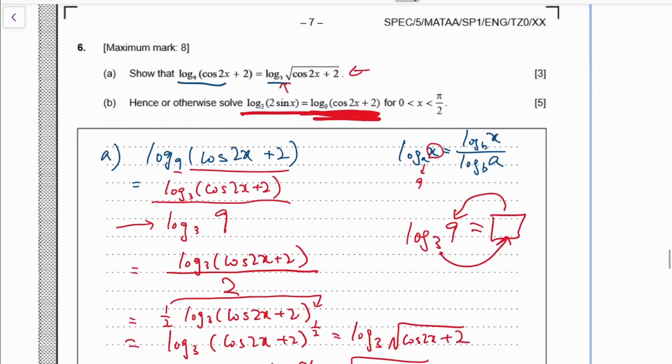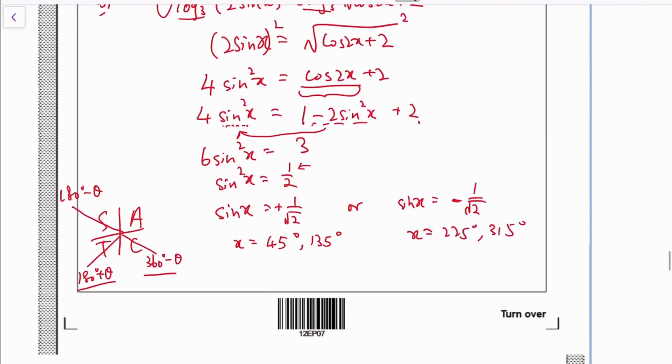If you look at the question, it only wants x to be between 0 to 90. Pi is 180 radian. 180 divided by 2 is 90. So it's really only this one, which in radian, that's pi over 4. Okay.